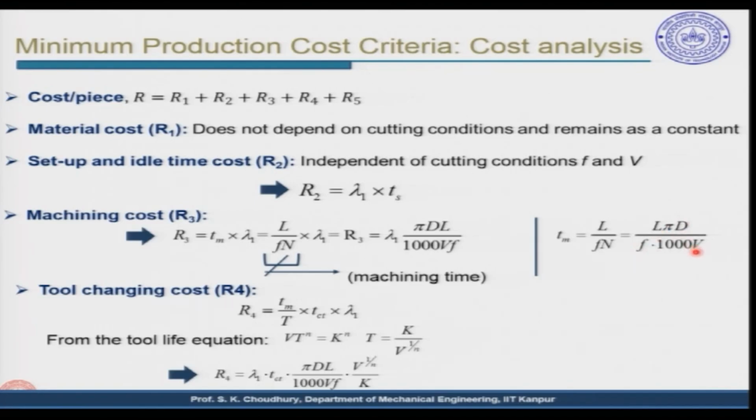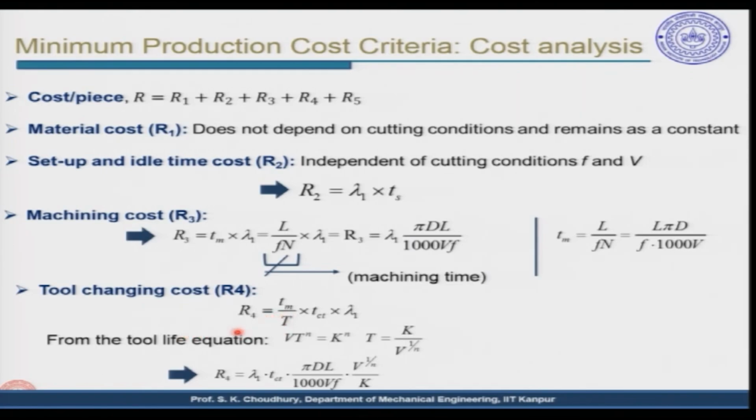Okay. Now, here it is shown that the Tm is equal to L by Fn, which is pi dL by 1000 F into V. Now, the tool changing cost R4, this is equal to the number of times we are changing the tool into how much time it takes each time, that has to be multiplied by the lambda 1, which is overhead plus labor cost. So, the number of times we are changing the tool can be given by Tm, that is the machining time, divided by the tool life T.